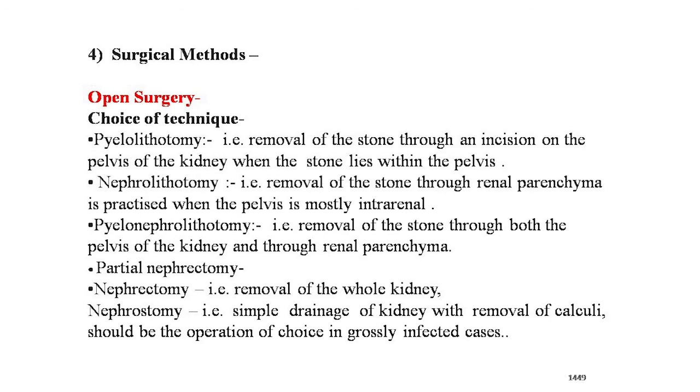The fourth method is the surgical method, that is the open method. Choice of the technique: Pyelolithotomy, that is the removal of the stone through an incision on the pelvis of the kidney when the stone lies within the pelvis. Nephrolithotomy, that is the removal of the stone through the renal parenchyma, is practiced when the pelvis is mostly intrarenal. Pyelonephrolithotomy, that is the removal of the stone through both the pelvis of the kidney and the renal parenchyma. Nephrectomy, that is the removal of the whole kidney, and nephrostomy, that is the simple drainage of the kidney with removal of the calculi, is the operation of choice in grossly infected cases.